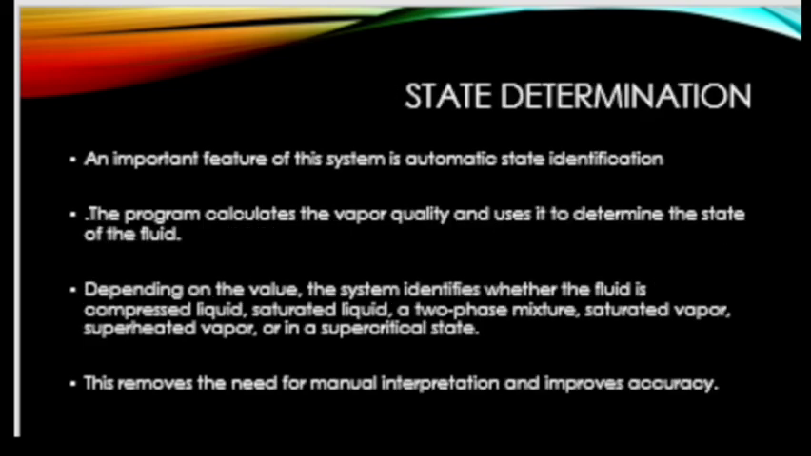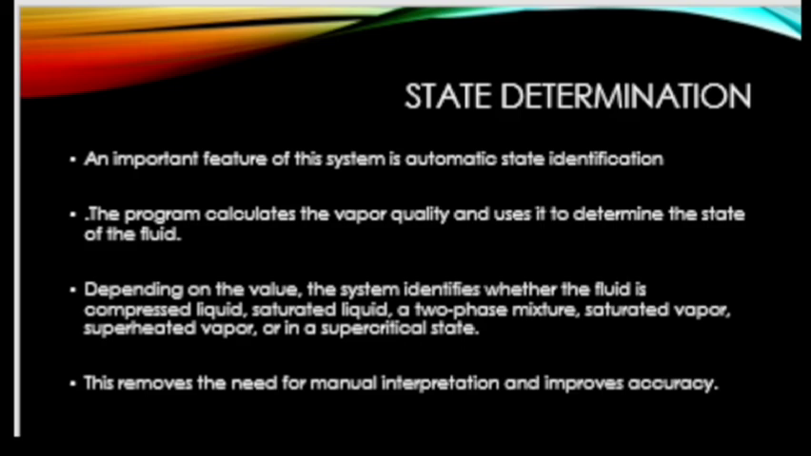We are moving to the state determination. An important feature of our system is automatic state identification. The program calculates the vapor quality and then it uses that vapor quality to determine the state of your fluid. Depending on the value, the system identifies whether the fluid is compressed liquid, saturated liquid, a two-phase mixture, saturated vapor, superheated vapor, or in a supercritical state. This removes the need for manual interpretation and improves accuracy.